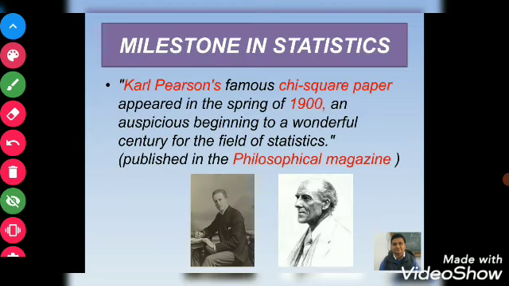Now, Karl Pearson's famous paper on chi-square appeared in the year 1900, and it was thought to be the auspicious beginning of a wonderful century in the field of statistics. At that time, there was no other non-parametric test, and his work was published in Philosophical Magazine. This is just for information, nothing to do with our course. You should know, and further you can explore how he discovered the chi-square test.